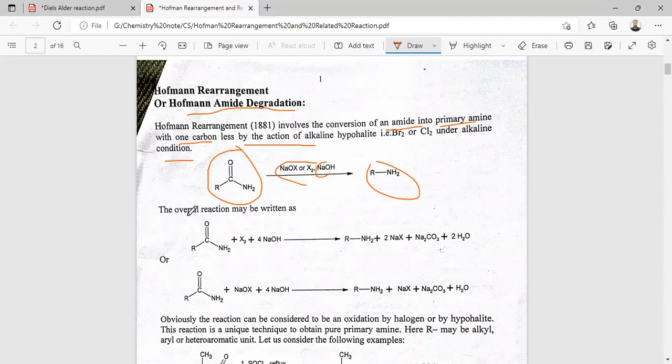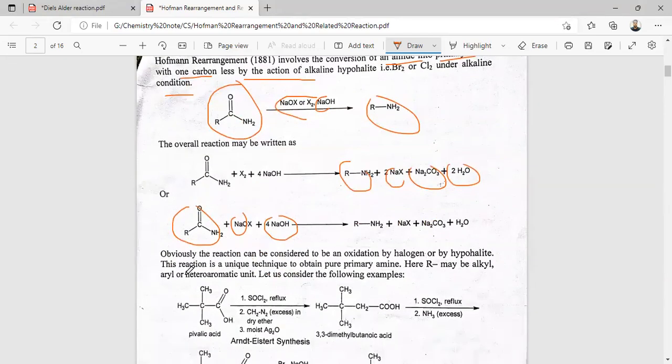under alkaline condition. So the overall reaction is written as RC(=O)NH2 plus X2 plus NaOH to form this amine plus NaX, Na2CO3 plus H2O, or RCONH2 plus NaOX plus 4 equivalents of NaOH to form RNH2, NaX, Na2CO3 and H2O. So obviously this reaction can be considered to be the oxidation by the halogen or by hypohalite. This reaction is a unique technique to obtain pure primary amine. Here R may be alkyl, aryl or a heteroatomic unit.